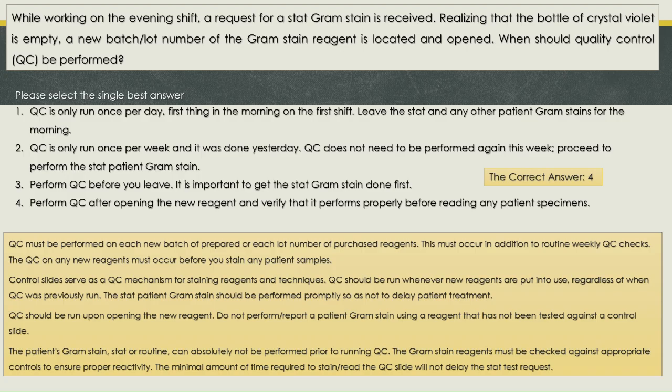Do not perform or report a patient gram stain using a reagent that has not been tested against a control slide. The patient's gram stain, stat or routine, can absolutely not be performed prior to running QC. The gram stain reagents must be checked against appropriate controls to ensure proper reactivity. The minimal amount of time required to stain and read the QC slide will not delay the stat test request.